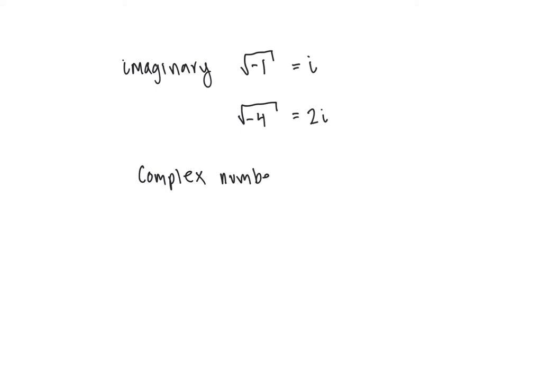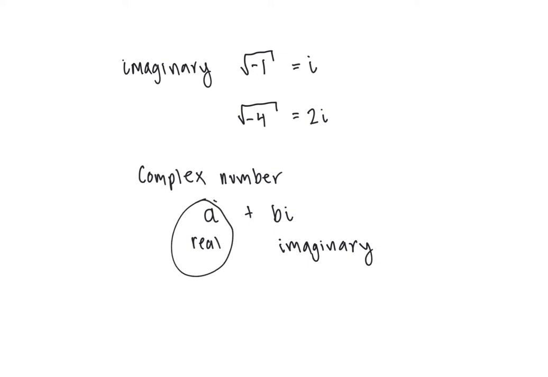And a complex number just has a real part plus an imaginary part. Every number that you've ever dealt with has been a complex number that has 0i as the imaginary part. So you've already dealt with complex numbers, you just didn't know it. We always dealt with just the real part of the complex number.